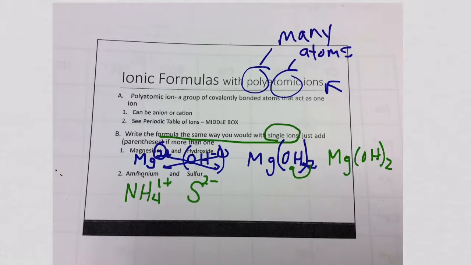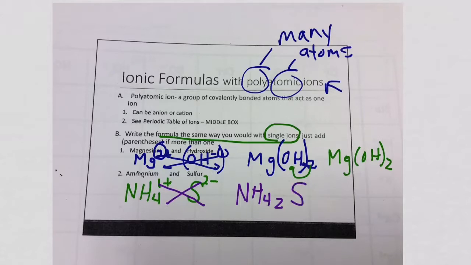Okay, so now we're going to, just like we've done before, take the number and cross it down. NH4, that's the group that all has to stay together. And if we cross down the 2, we need 2 of them. And then we have 1 sulfur.